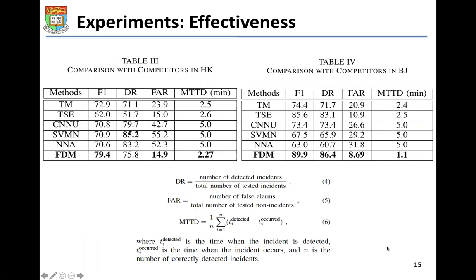We evaluate the effectiveness of our method on two data sets, HK and BG, over 4 metrics: F1 value, detection rate, false alarm rate, and mean time to detect. From table 3, we can see our FDM method achieves the best F1 value, false alarm rate, and mean time to detect, and gives a relatively higher detection rate. From table 4, we can see our FDM method gives the best F1 value, detection rate, false alarm rate, and mean time to detect.